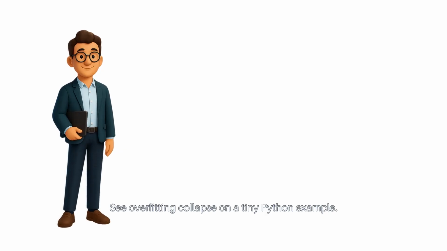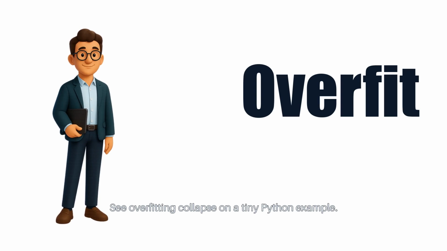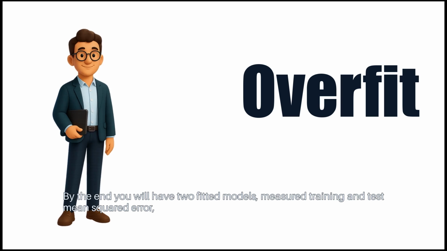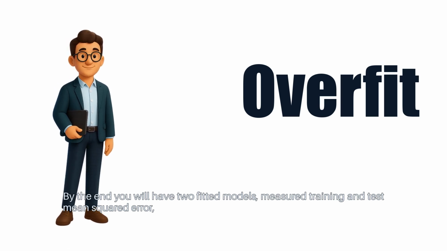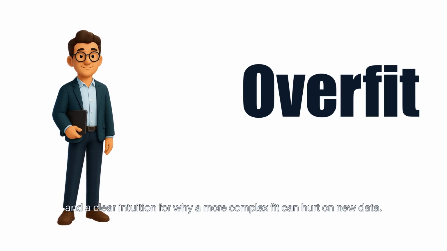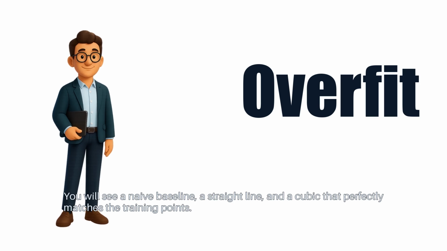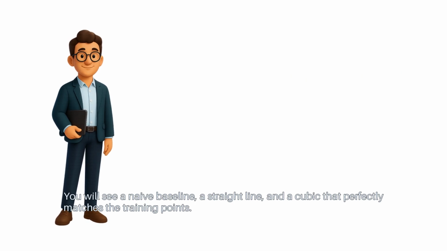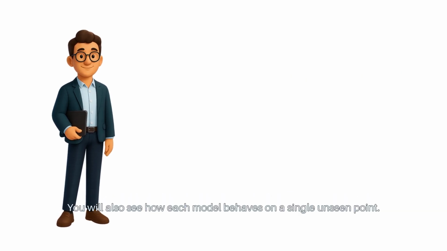See overfitting collapse on a tiny Python example. By the end, you will have two fitted models, measured training and test mean squared error, and a clear intuition for why a more complex fit can hurt on new data. You will see a naive baseline, a straight line, and a cubic that perfectly matches the training points. You will also see how each model behaves on a single unseen point.